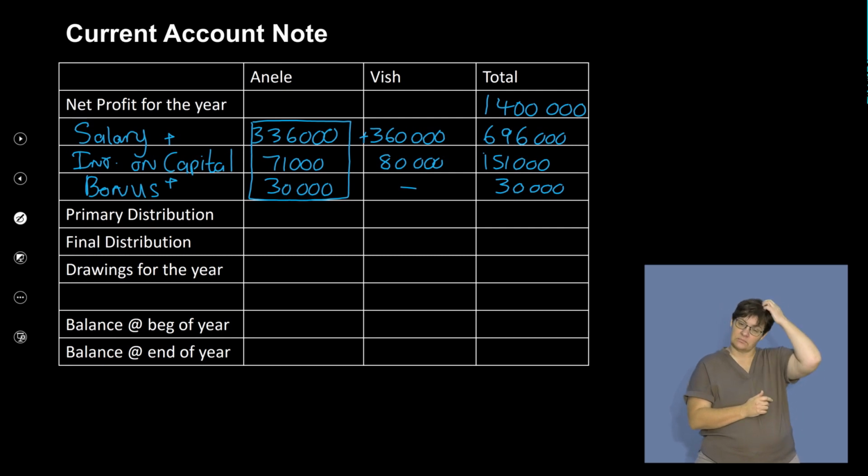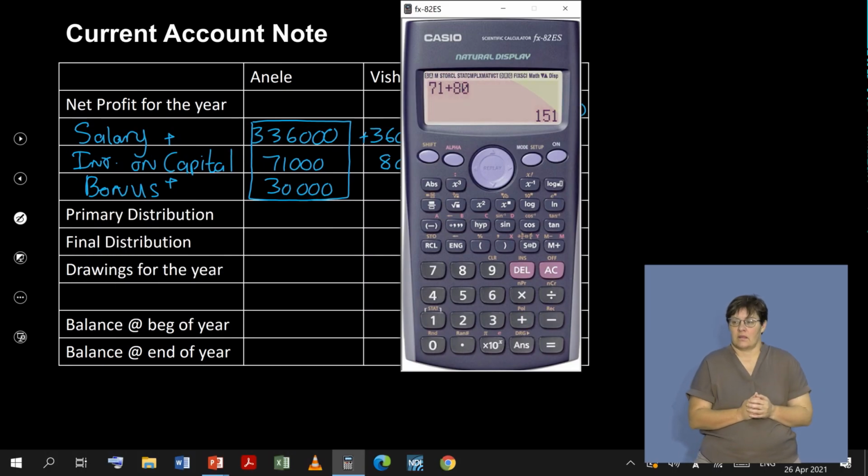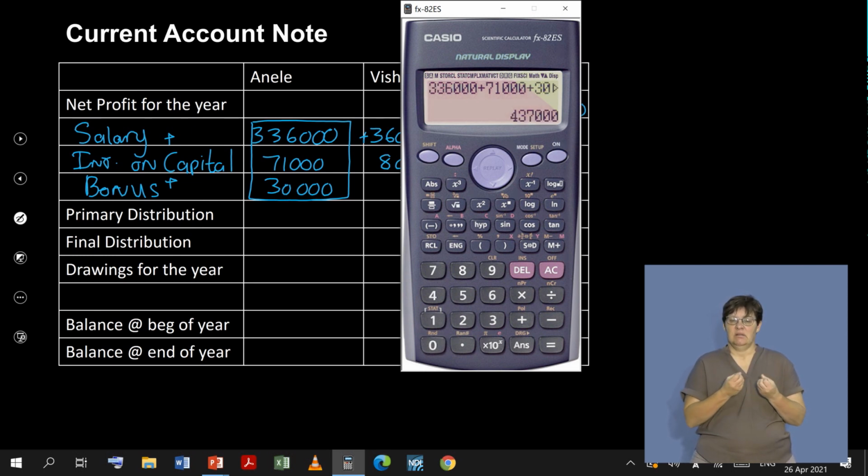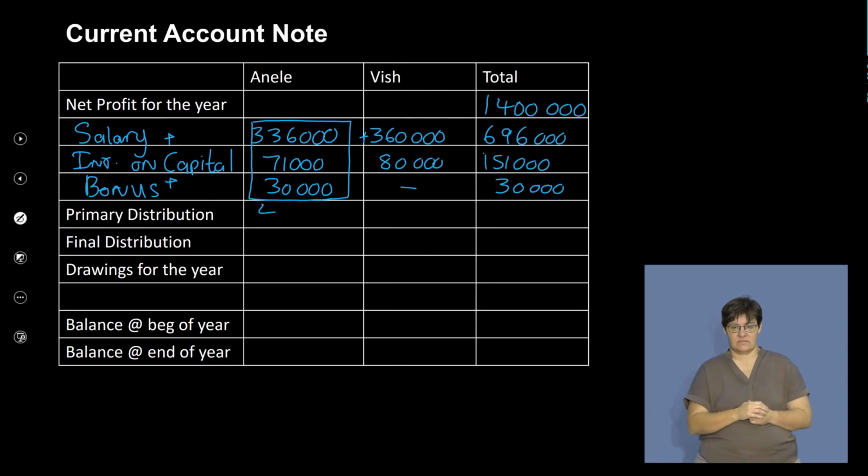Right, let's get our calculator out. Okay, let's look at Anele. So 336,000 was her annual salary, plus the 71,000 being her share or her portion of interest on capital, and plus that bonus of 30,000. Okay, and that gives us an amount of 437,000. So 437,000.